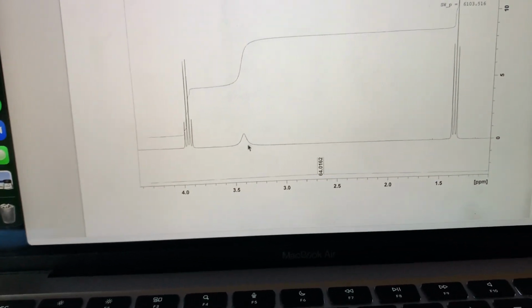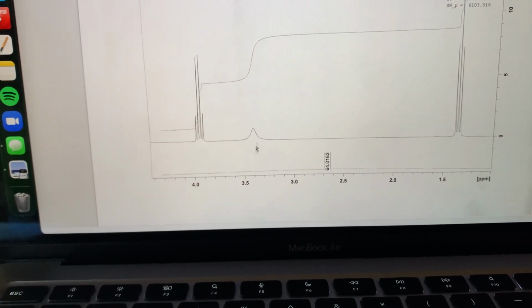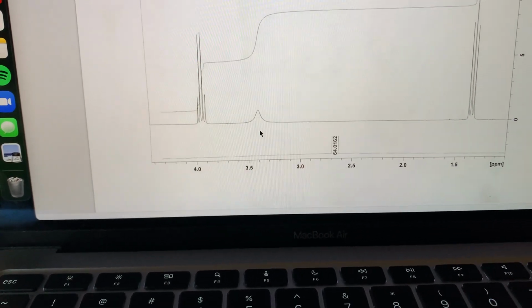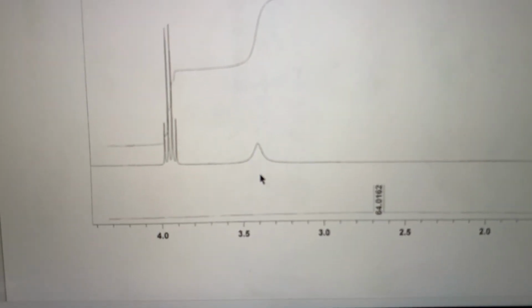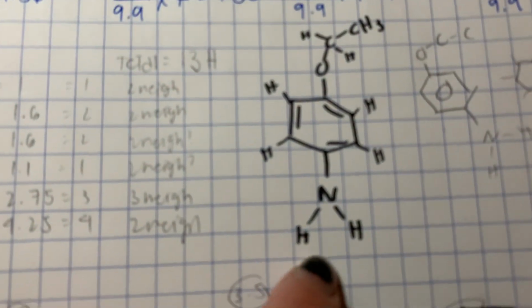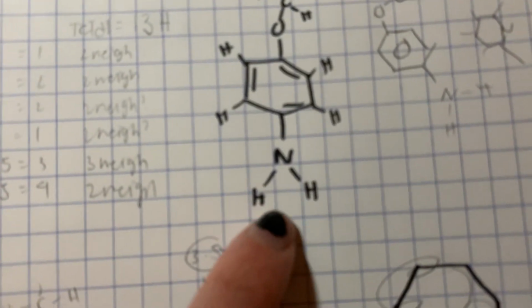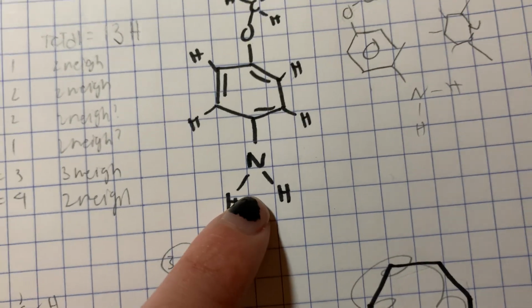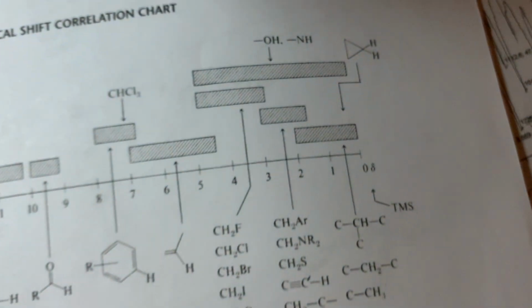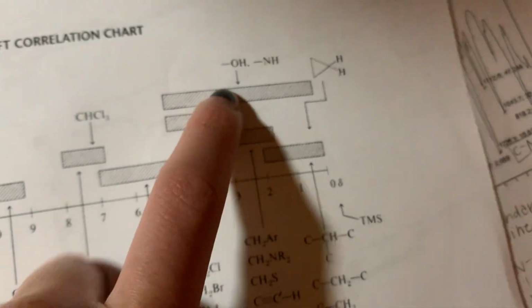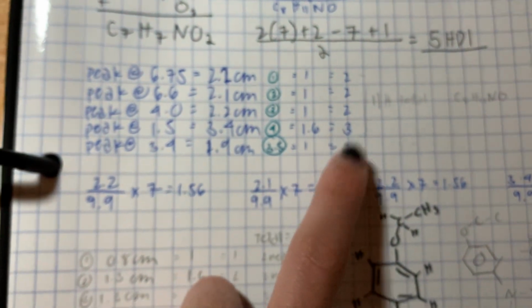starting with the easiest one. This very small singular peak was around 3.4-ish, and I knew that was these 2 hydrogens because there were no neighbors, and they were in the correct location to signify an amine. If you look on this, it is around 3-ish, and that is where an amine would be. So that's how I came to that conclusion with this one. And again, when I integrated it, it gave me 2. So it matched up perfectly.